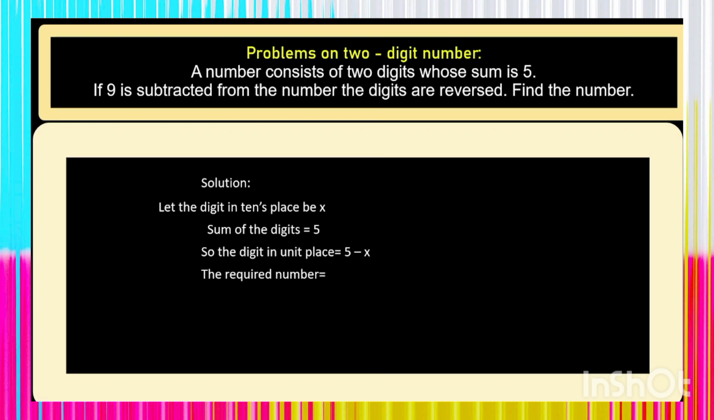So the required number, suppose n1, is equal to 10 times x plus 1 times 5 minus x as per the place value, which is 10x plus 5 minus x, 9x plus 5. Thus the required number is 9x plus 5. So if you can find the value of x, you can find the required number.